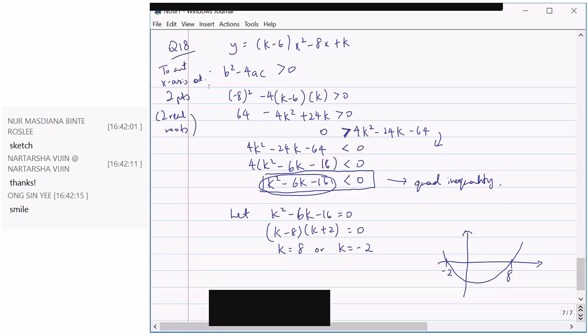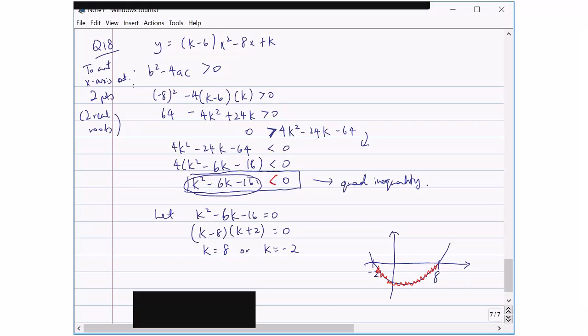Okay. Go back to the inequality. What am I interested to find? The less than 0, the negative parts of the graph. So we're interested in here, the negative parts of the graph. Okay, negative parts, because it's less than 0.